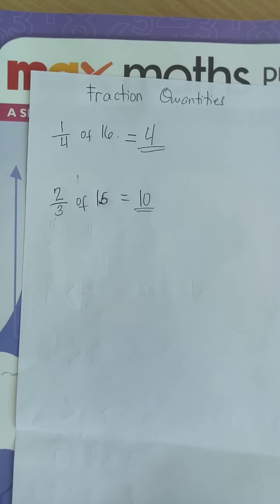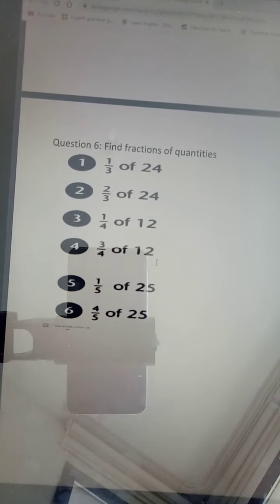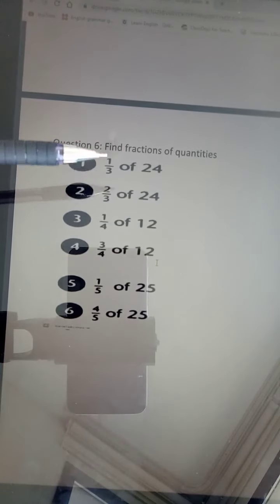So that's how you answer this activity, okay? Always check the numerator.